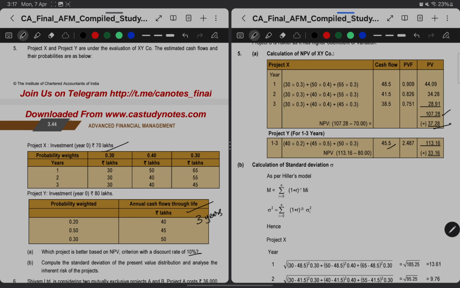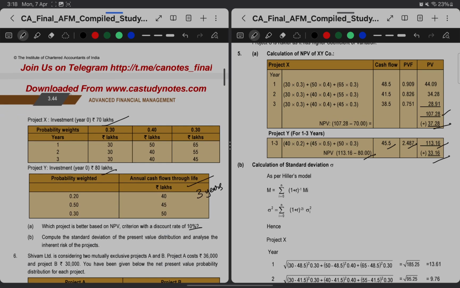In the second case we have to take annuity factor for 10% for 3 years, which will come up to 2.487, and multiplying that we'll get expected net cash flow of 113.416 for 3 years, which we will reduce by the initial investment of 70 lakhs, and we'll get an NPV of 33.16. In this case also the NPV is positive. So based on NPV, project X is suitable because the returns are more in case of project X compared to project Y.